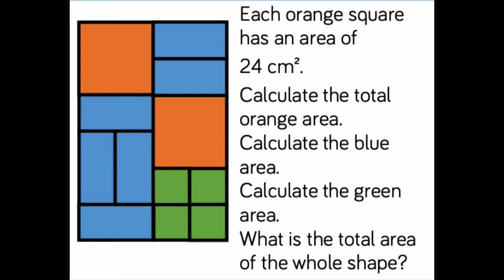Then the blue area is half the size of the orange area. So they were each worth 12 centimetres, and there were 6 of them. So 12 times 6 gives us 72 centimetres squared. The green was worth a quarter of the orange square or half of the blue, so each one was 6 centimetres squared. There was 4 of them, so we times it by 4. So one of the green section was 24 centimetres squared, which is the same as one section of orange.